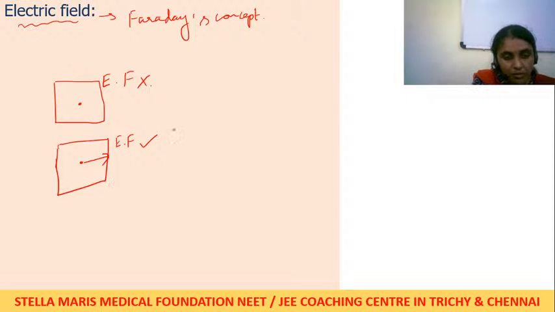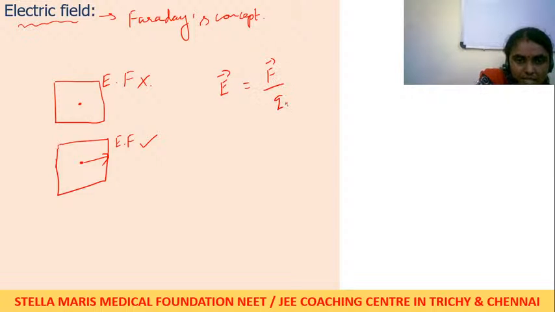If the electric field is present in any system, what will happen? Automatically the charge will experience a repulsive or attractive force. So this electric field is defined as the force experienced per unit charge. Force experienced per unit charge is called electric field.